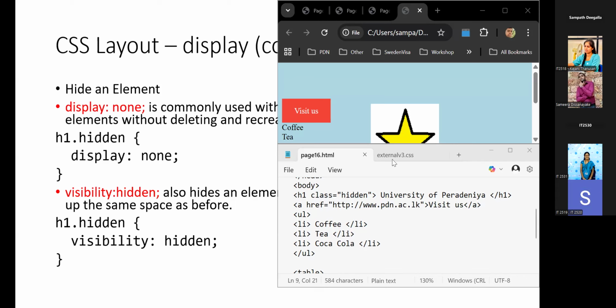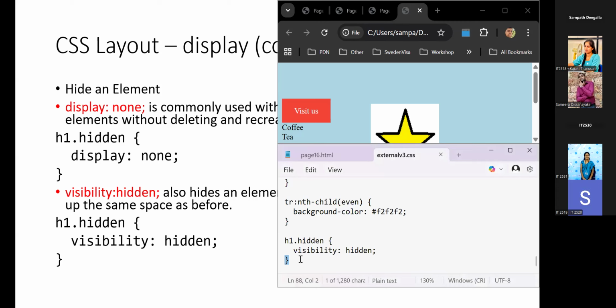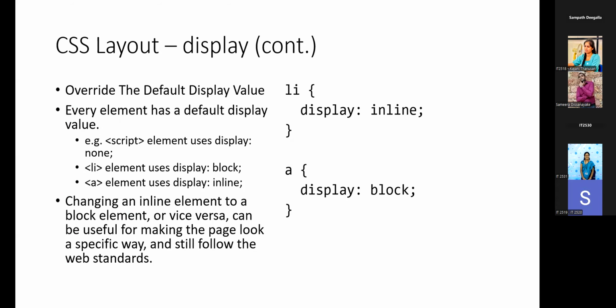Something that I want to show you: if you remember what happened earlier, when you use display none, it is hidden, but it will not allocate any space. But when you use visibility hidden, what happens? The element is hidden, but it takes up the space. So depending on your requirement, you may have to switch between the two. You can use display none or visibility hidden.